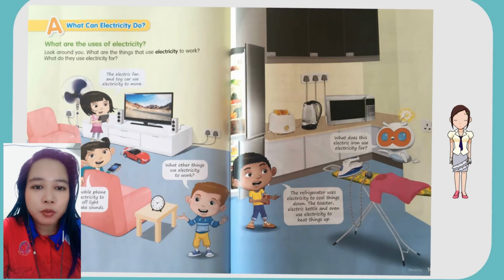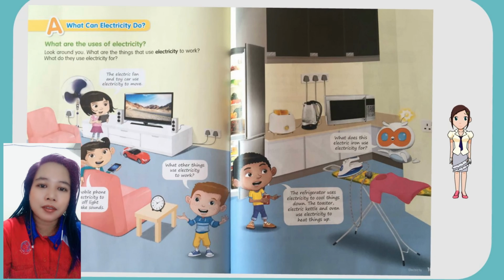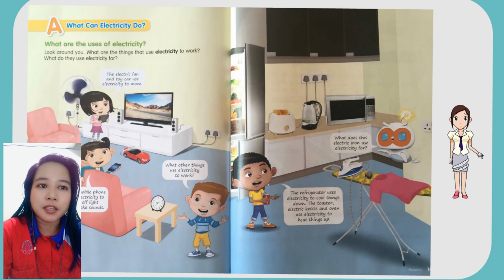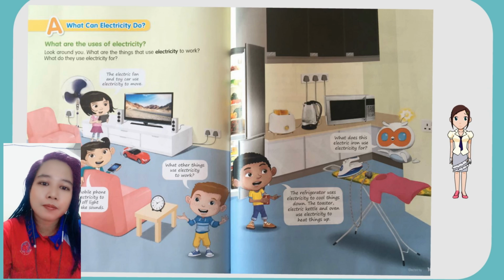Now I want you to get your pupil's book and open it to pages 100 to 101. Ready? Now in that picture, I want you to tell me different things that use electricity. I'm going to give you 5 seconds.